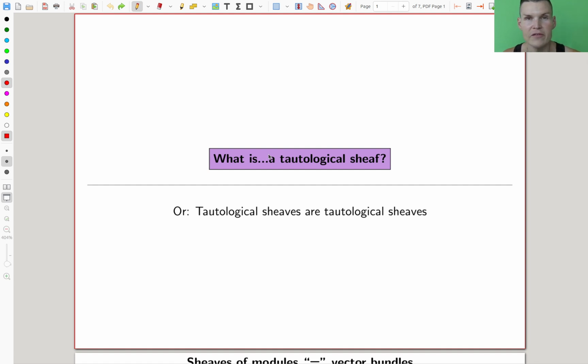Okay, welcome everyone to this continuation of algebraic geometry or topology. We'll see. Well, there's essentially no difference today whether you like topology or algebraic geometry, because we are going to talk about a tautology. So what is a tautology? A tautology is a tautology. Yeah, we'll see later what a tautology is. Essentially, tautological sheaves are tautological sheaves.